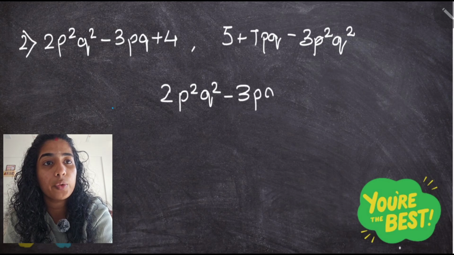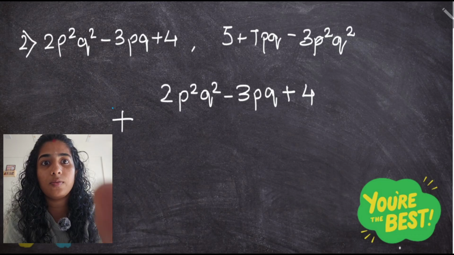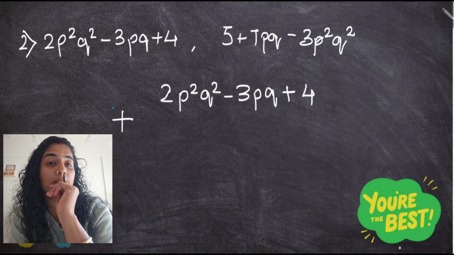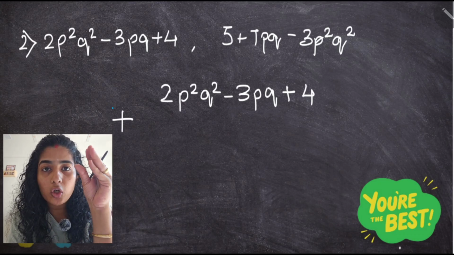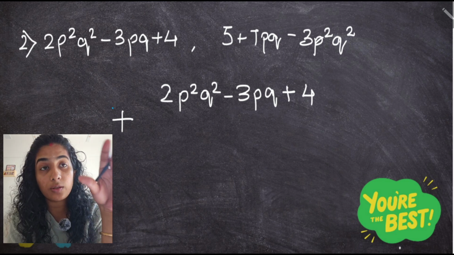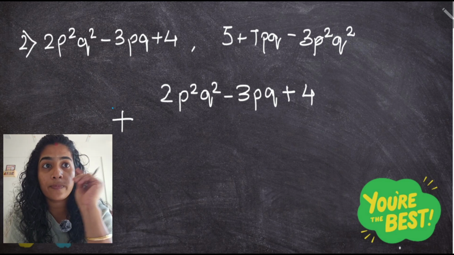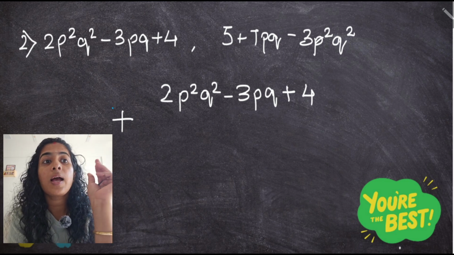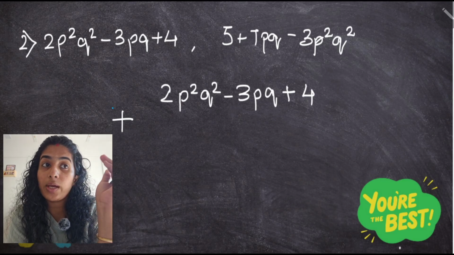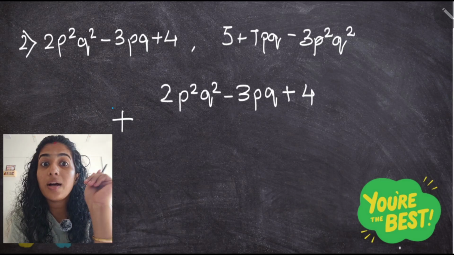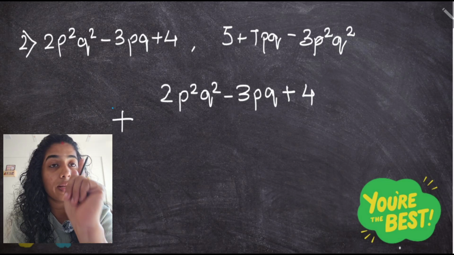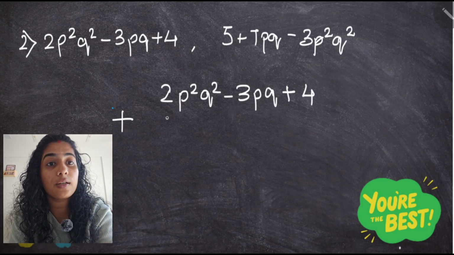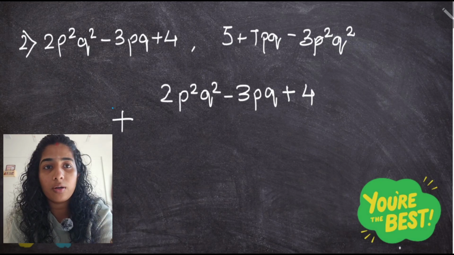Minus 3pq plus 4. Now you will observe over here the thing I was talking about in the first question, that you have to arrange all the like terms together. Now what you observe over here, first term is 5, second is 7pq, and the third one is minus 3p square q square. Now understood why you have to arrange all the like terms properly. If you write here 5 plus 7pq minus 3p square q square, wrong. Everything will go wrong. So arrange all the like ones together.